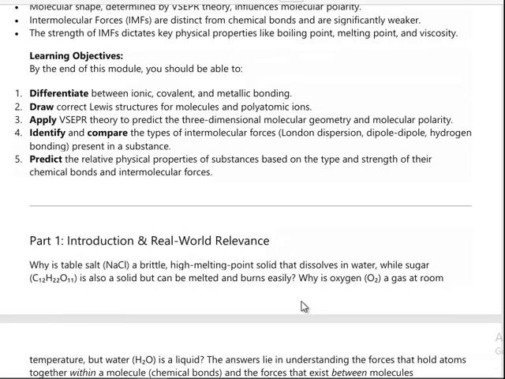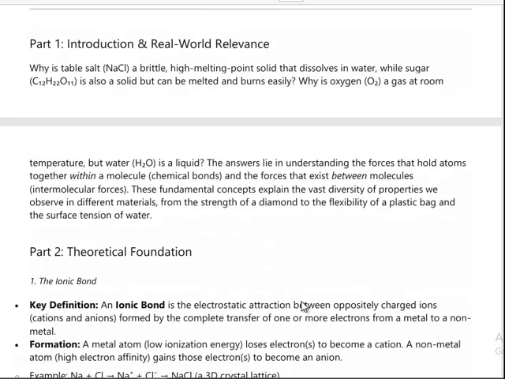Take note of the learning objectives. Now to the real world relevance. At the end of this module, you are expected to know why table salt is a brittle, high melting point solid that dissolves in water, while sugar is a solid but it can be melted and burns easily. Another real-world relevance is why oxygen is a gas at room temperature but water is a liquid.